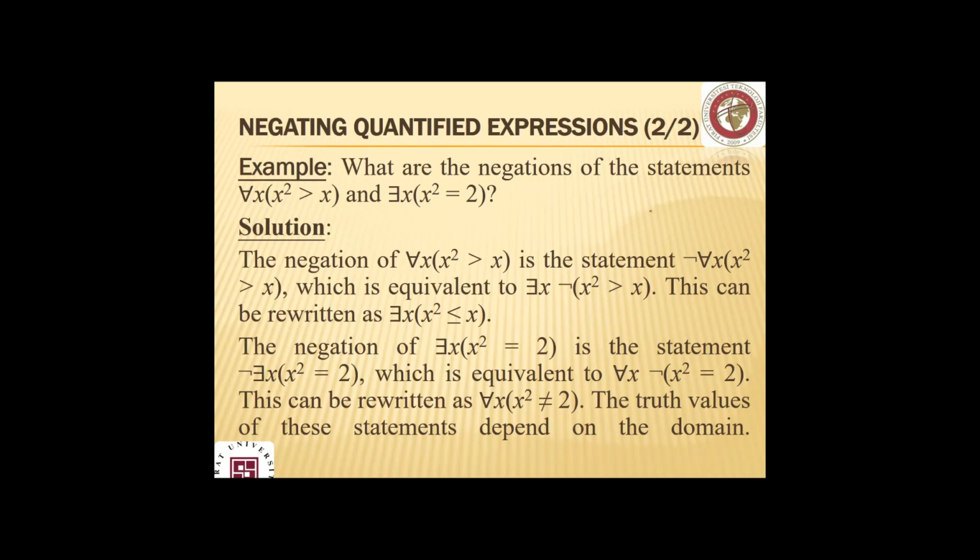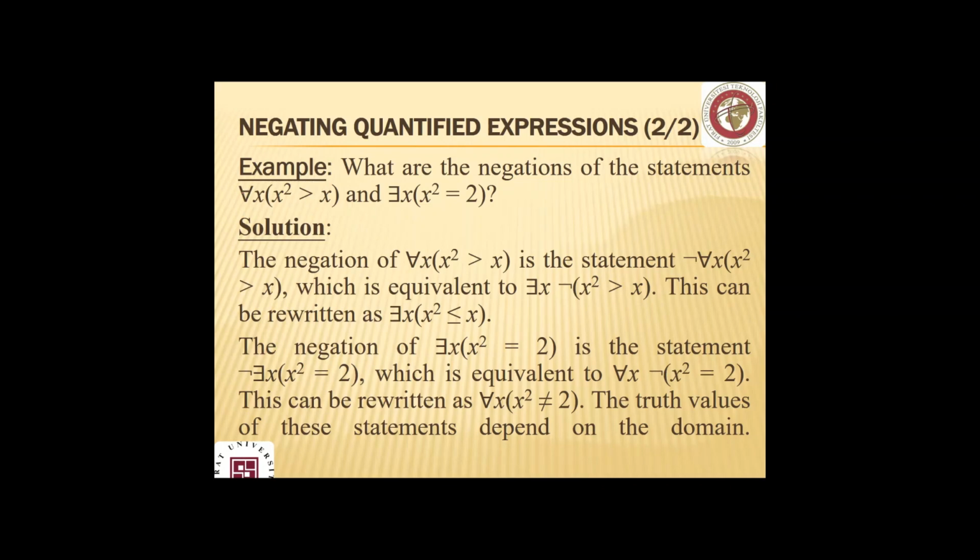What are the negations of the statements: for all values of x, x squared is greater than x, and there exists x such that x squared equals 2. Alright, let's just consider integers in this case. Let's think about integer values. Now if we negate, we need to negate. If you want to think about the truth value, we would consider integers, just an assumption, but what are the negations?